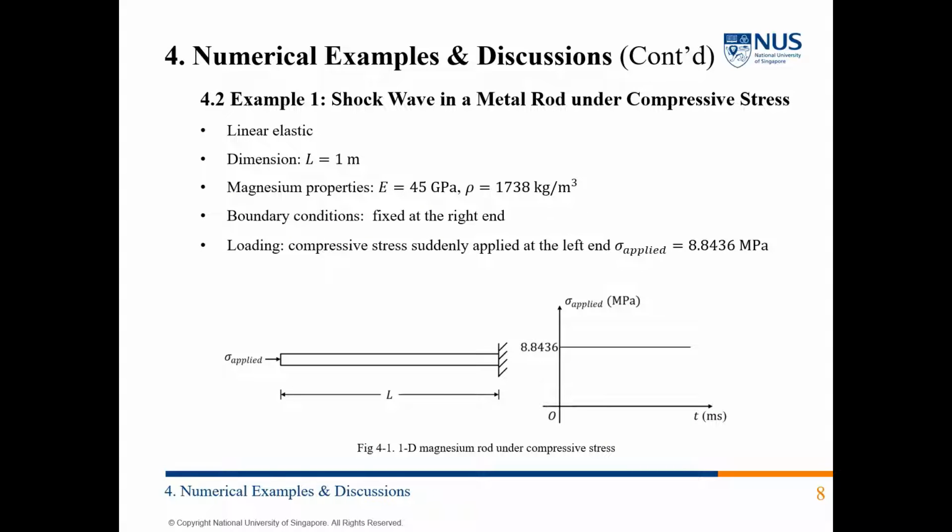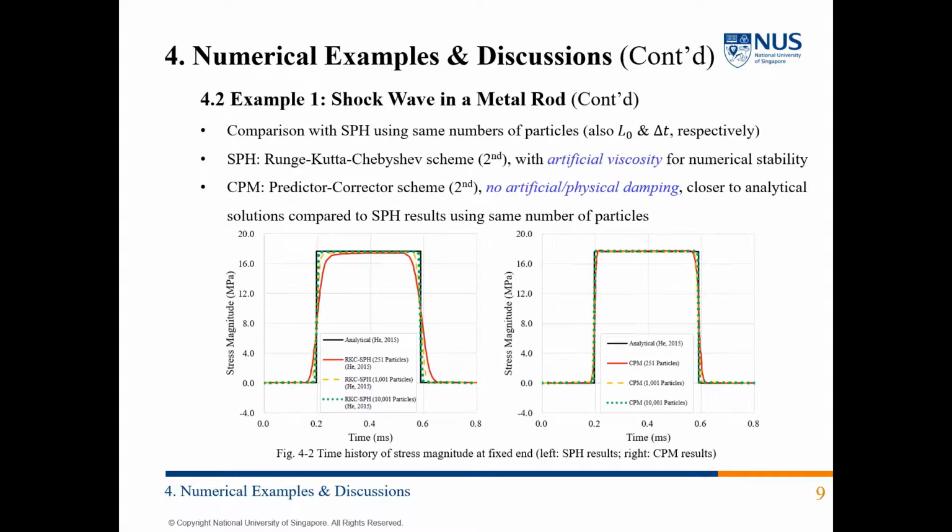To verify the feasibility of the proposed methodology, 1D shockwave propagation in a linear elastic metal rod under compressive stress is studied. The rod is fixed at the right end and loaded at the left end. A direct comparison with SPH analysis is done. The figures show the time history of stress magnitude at the fixed end obtained using SPH and CPM respectively. It should be noted that using the same number of particles as SPH with artificial viscosity, the CPM results without any damping are closer to the analytical solution, demonstrating the stability and accuracy of CPM.